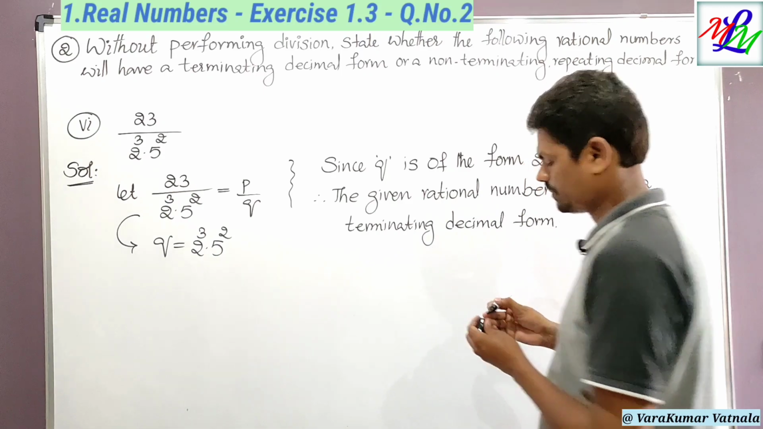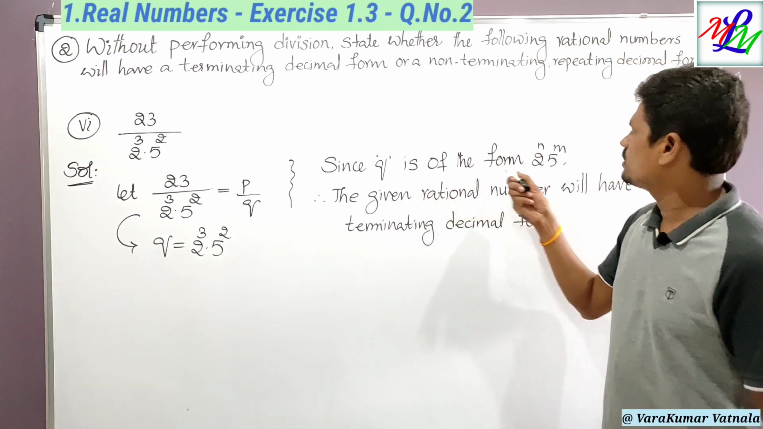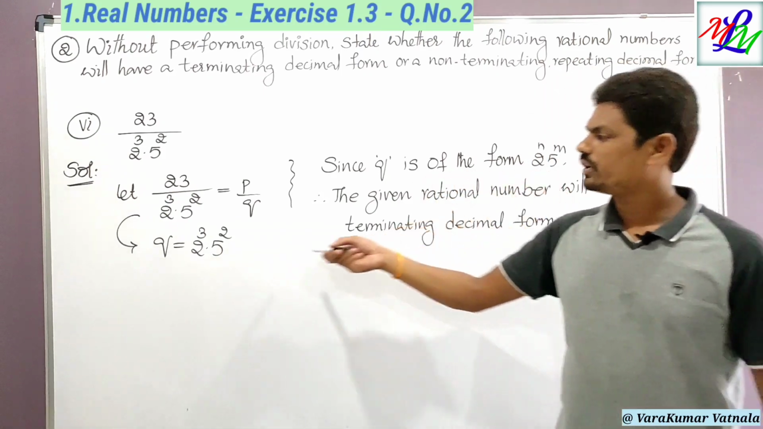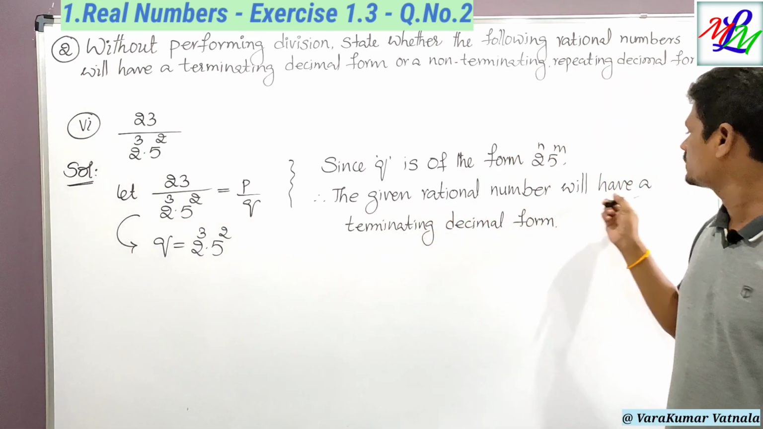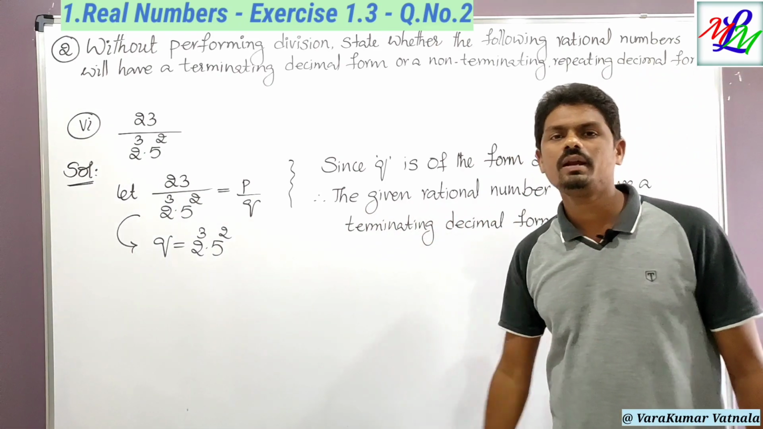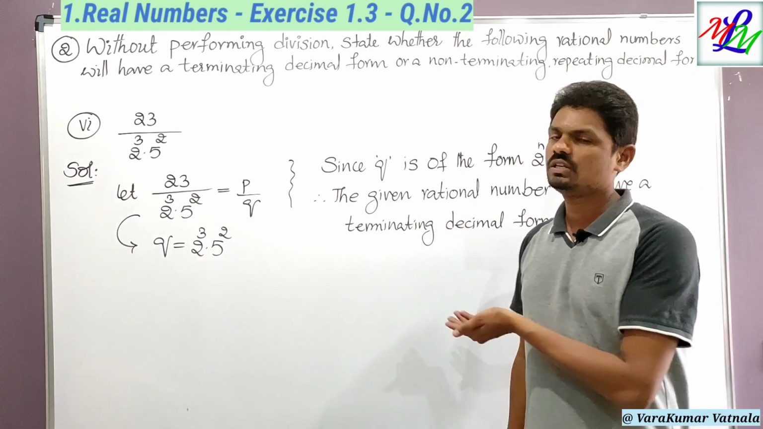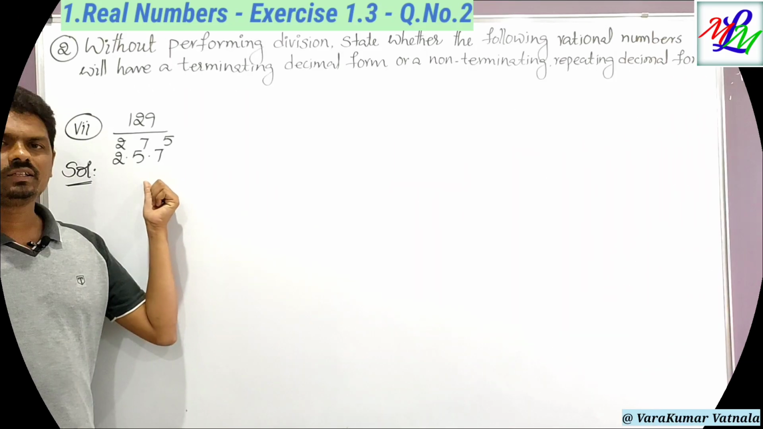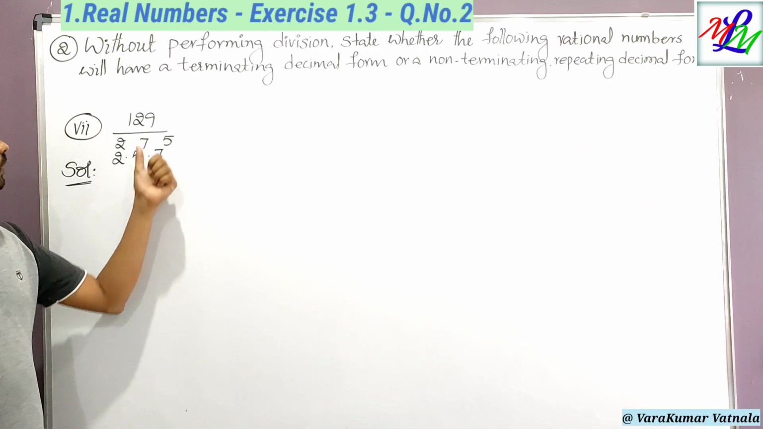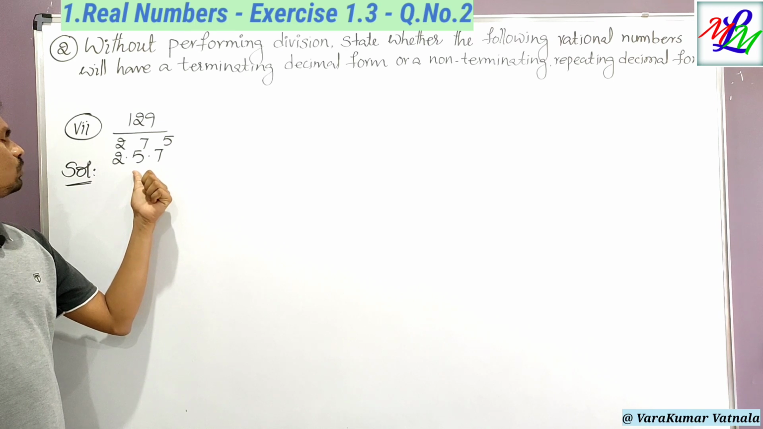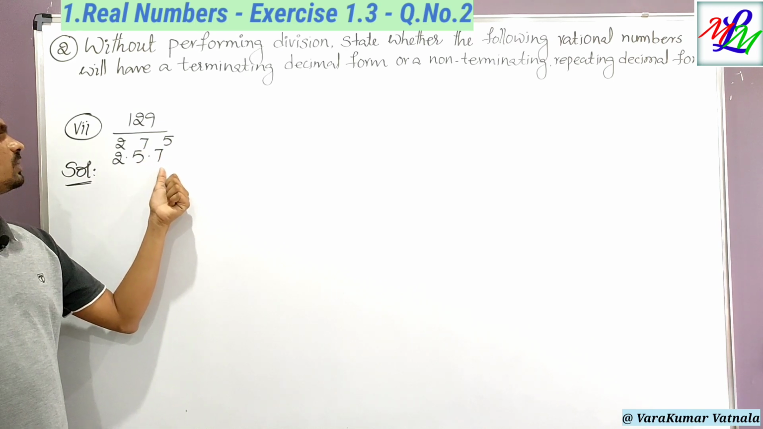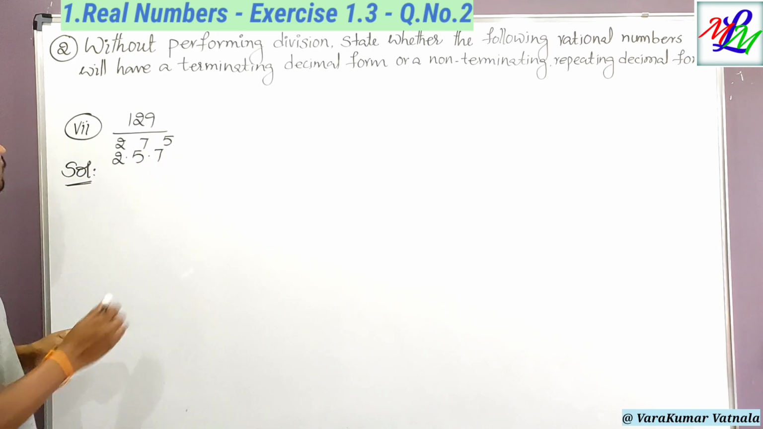So see student, since q is of the form 2 to the power n into 5 to the power m, therefore the given rational number will have a terminating decimal form. So this is 6th bit, student. Next we have to solve 7th bit. This is a 7th bit. 129 divided by 2 to the power 2 into 5 to the power 7 into 7 to the power 5.